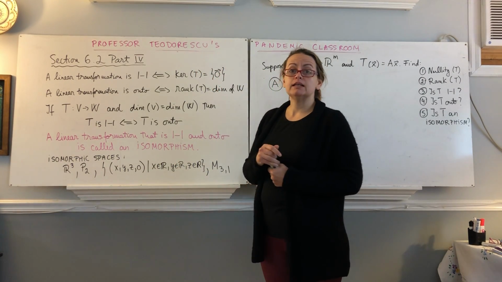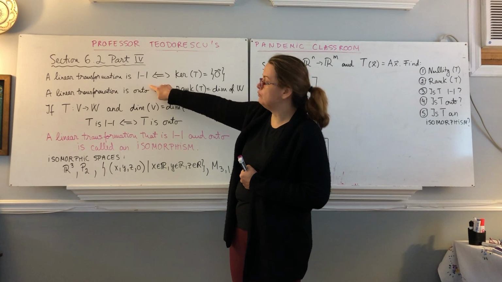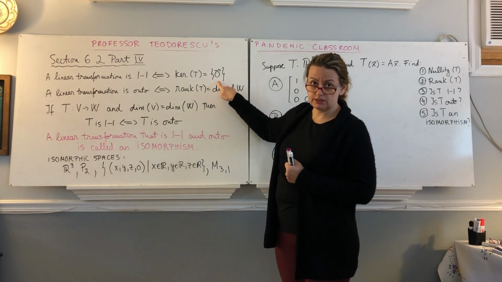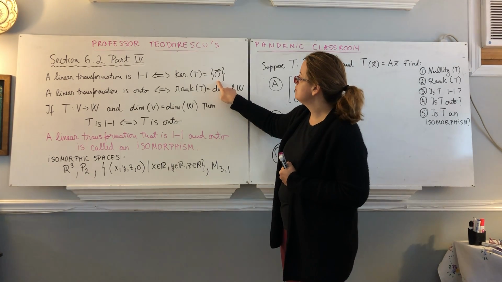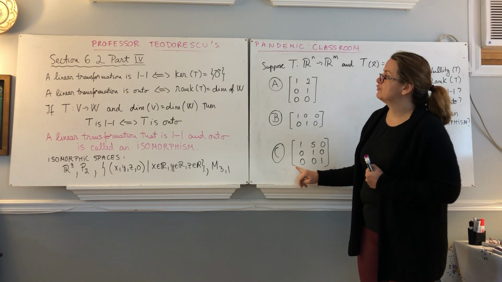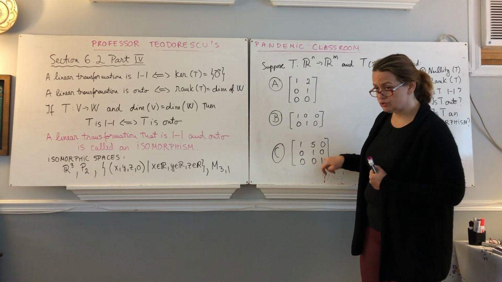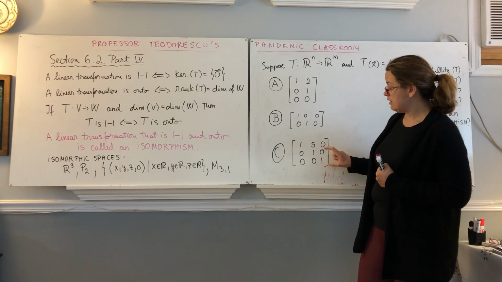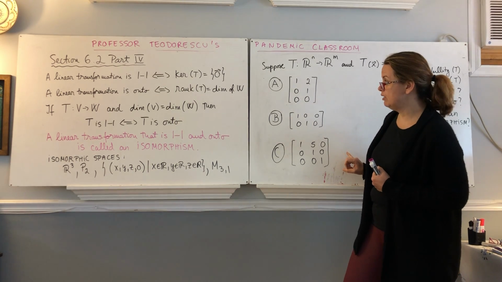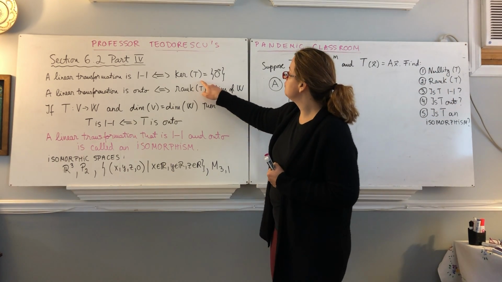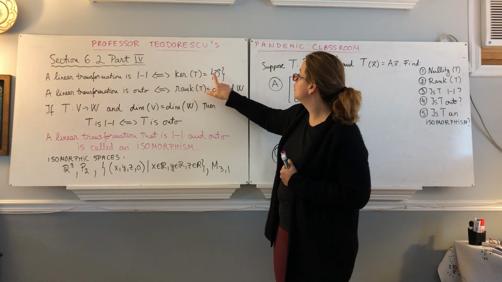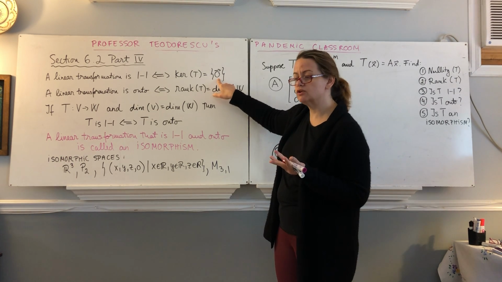A linear transformation is 1 to 1 if and only if the kernel of T contains only the zero vector, which means a 3 by 3 matrix transformation would reduce to the identity, and then you would get a unique solution of x, y, z equals 0. So that would be equivalent to the kernel, the set of all vectors that go to the zero vector, being only the zero vector.